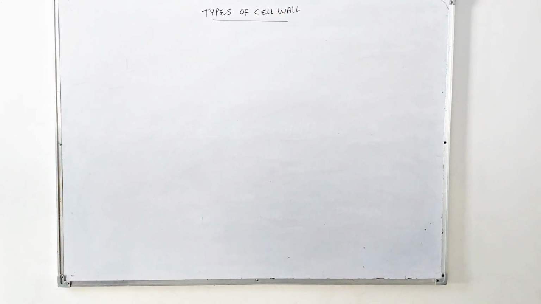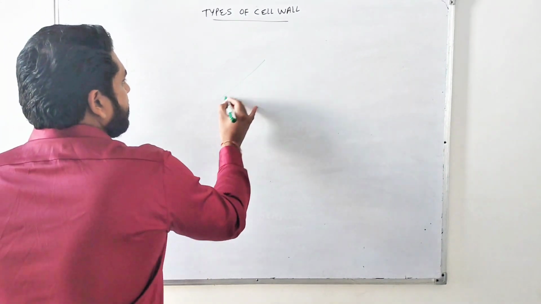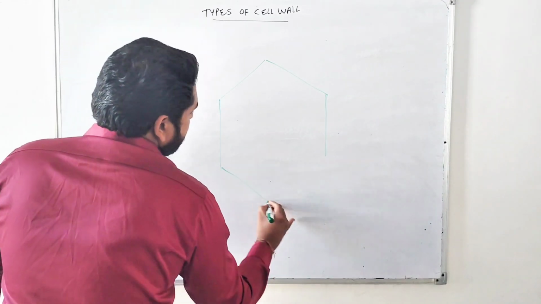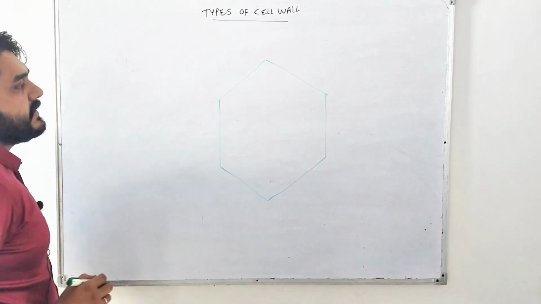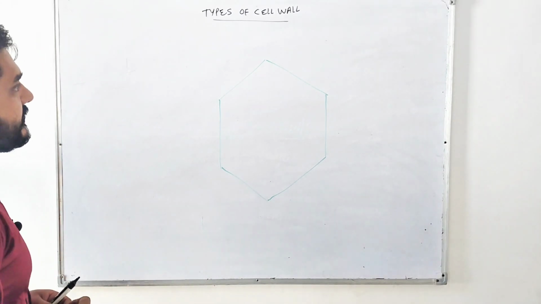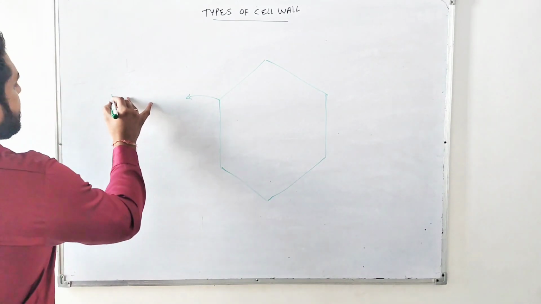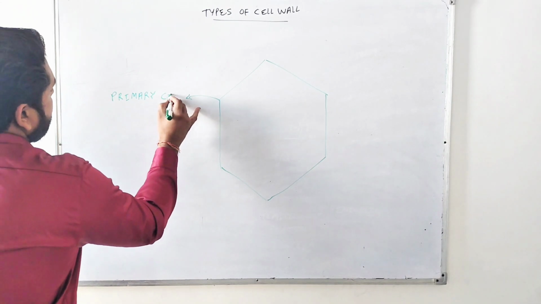To discuss the types of the cell wall, I am taking the plant cell as a reference. For example, I am drawing one typical plant cell. Let's say this is the plant cell. The first formed cell wall in case of the plant cell will be what? It is the primary cell wall. This is the primary cell wall.